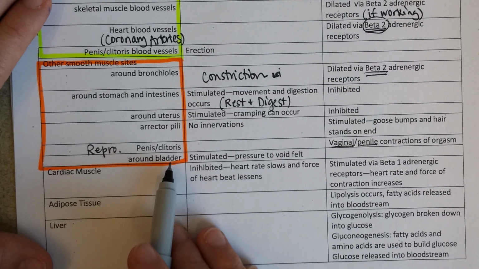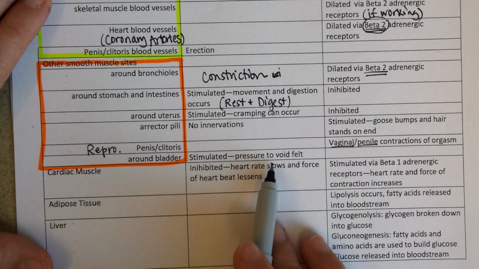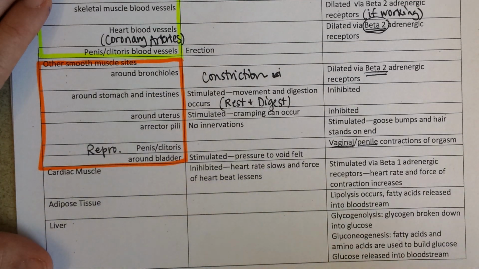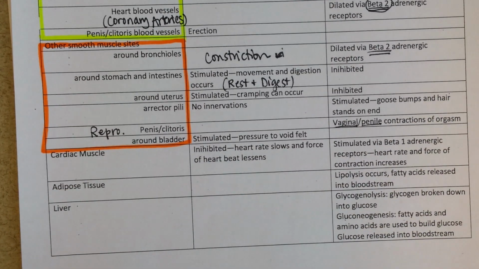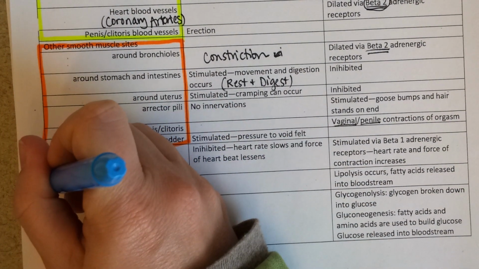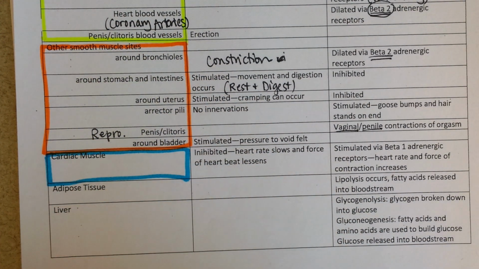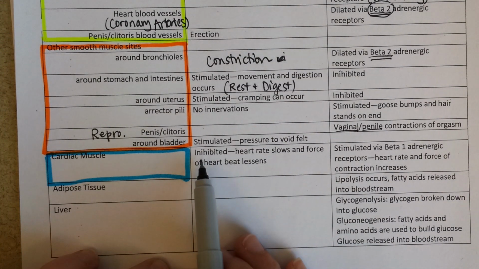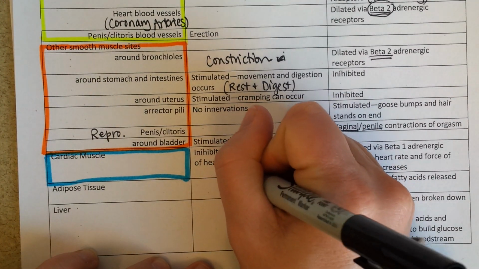And then around the bladder, parasympathetic will stimulate the contractions of the bladder to let you know that you need to go, although you have voluntary muscle control of those muscles so that you don't go unless you choose to. And then cardiac muscle is a category of its own. Cardiac muscle is slowed down and the force of contraction, so we could say decreased contractility.